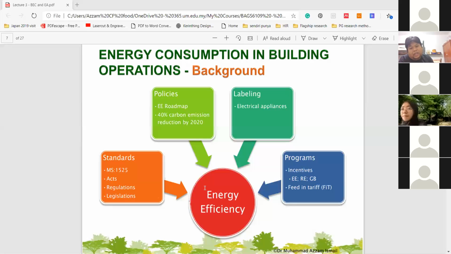Okay, and then the next one is you have a lot of programs implemented by the government and many other agencies as well. You have incentives. You have the feed-in tariff, in terms of if you install solar panels, TNB will pay you back a certain amount of money, according to the feed-in tariff. Right now, TNB, through one of its subsidiaries, I read this about two days ago.